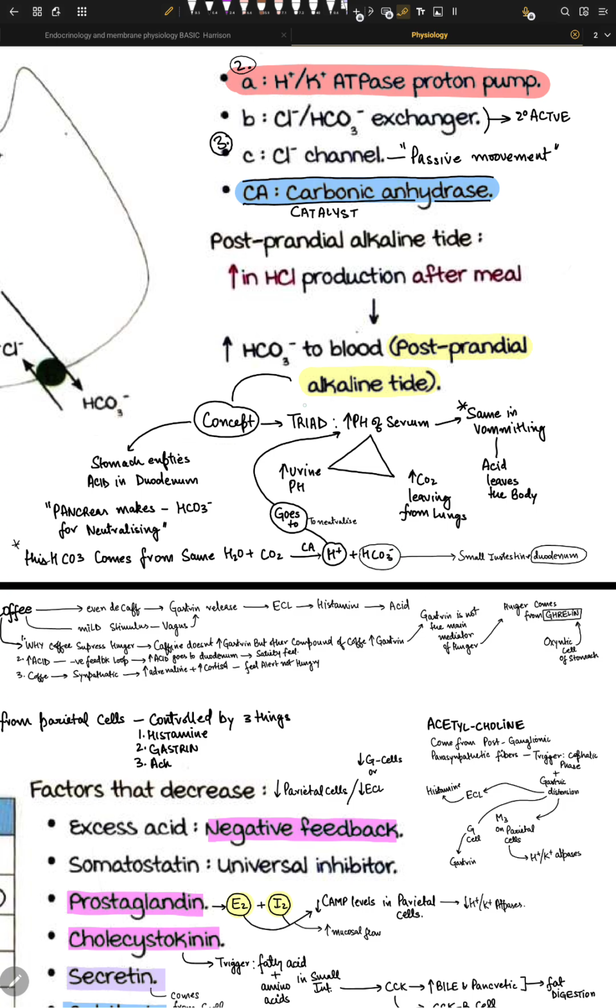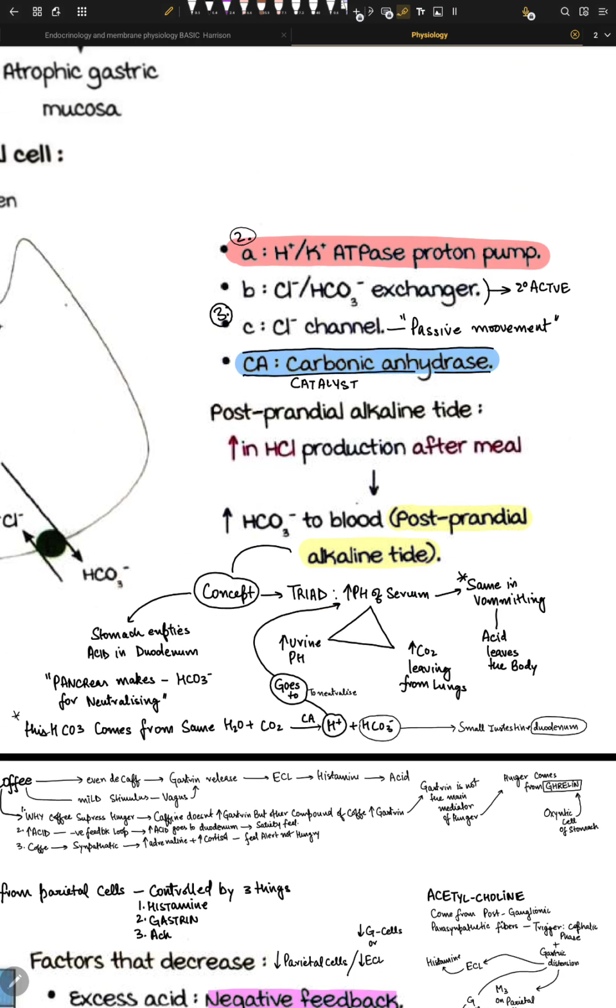So a triad of what? Postprandial alkaline tide, in which your blood is basic, your urine is basic, and your lungs are not basic. I mean, CO2 is leaving, and that can lead to basicity of the blood, because CO2 also promotes a lot of acidity. And another thing is that increased pH can be because of vomiting. How? Because acid leaves the body when you vomit. So when you vomit, the pancreas puts a lot of acid inside your blood so that you don't have basicity, alkalosis.